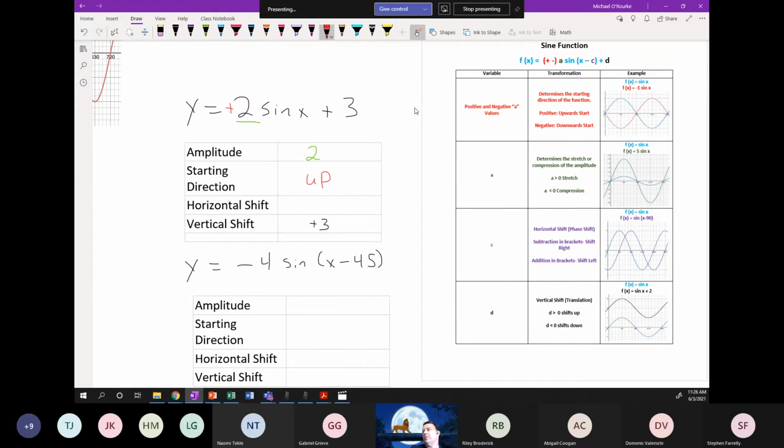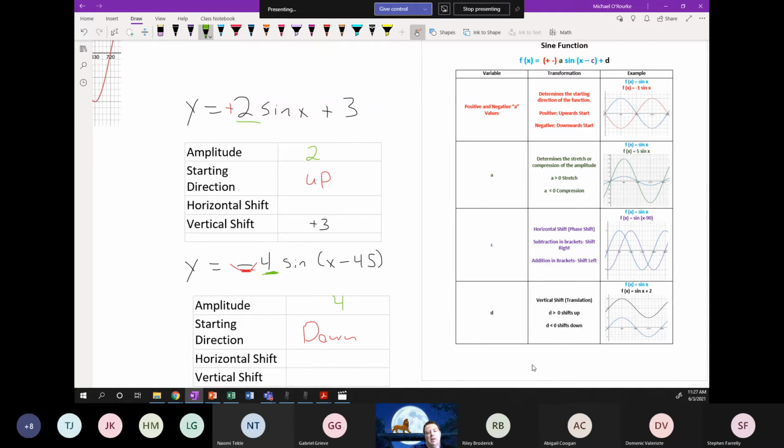All right, so first things first, who wants to give me my amplitude? What's my amplitude of this here? -4. Not just 4. What's the negative in there tell you? That negative is something else. Starting downward. Down, right. Okay, so the negative is attached to the downward part. And the 4 is just the amplitude. This number is just the 4.